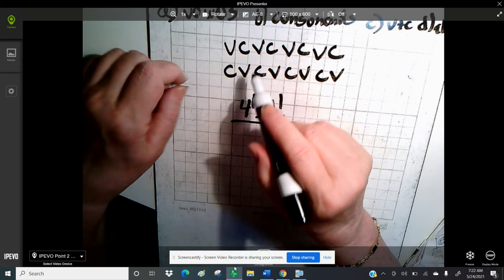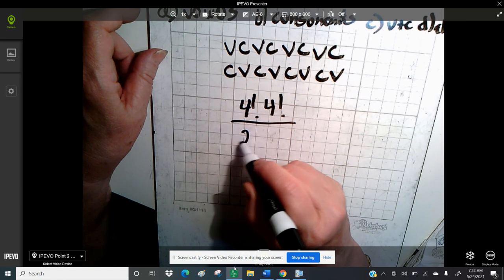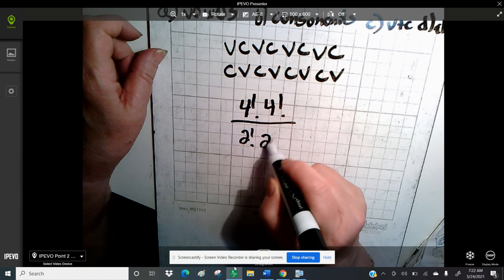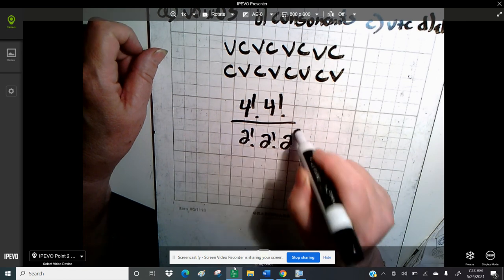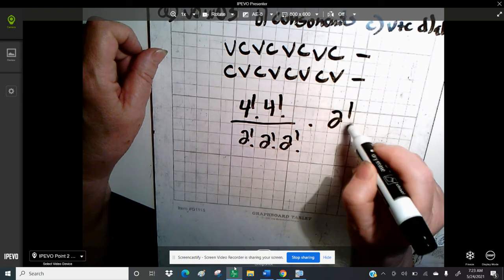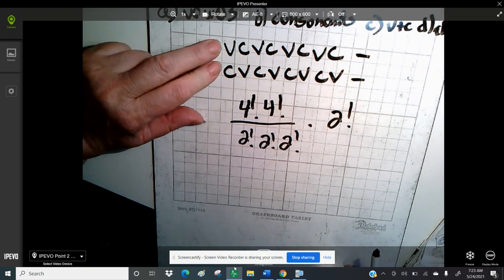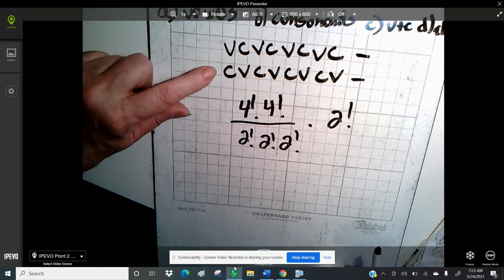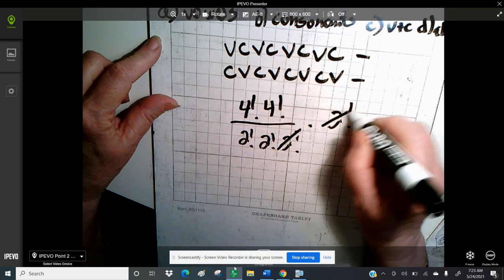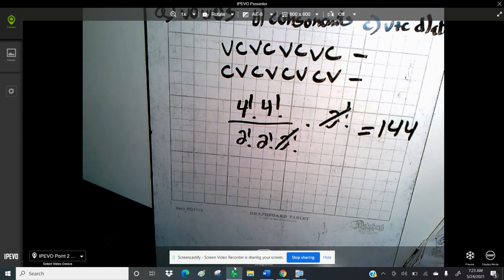But remember, I have to divide out my repeats. So I'm going to have 2 O's, 2 L's, and 2 U's. But I can have this scenario or this scenario. So I have to multiply by 2 factorial to take into consideration that it could be vowel consonant or consonant vowel. And once again, these 2 will cancel out. We've already done this, so we know it'll be 144.